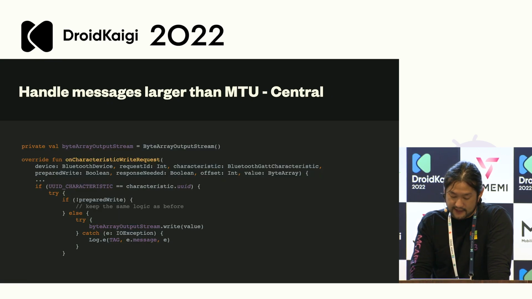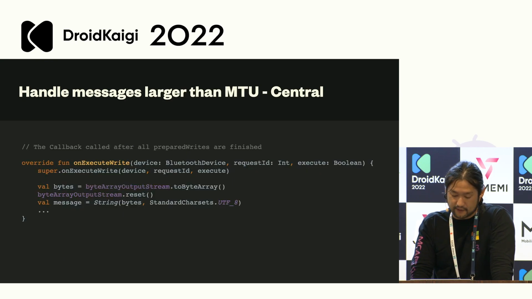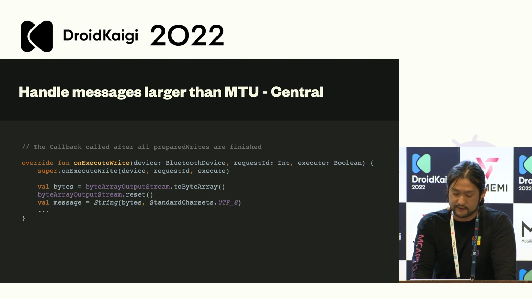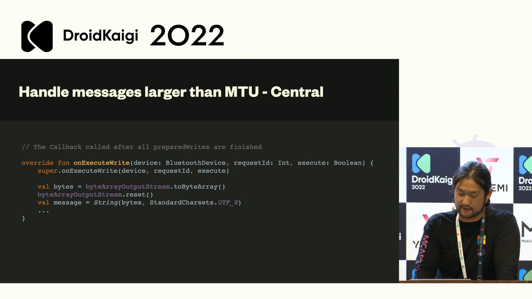There is a parameter named preparedWrite in the onCharacteristicWriteRequest callback. If that flag is true, your message was split and sent in chunks. In other words, as long as this is true, we need to keep collecting the chunks and concatenate them at last. To do that, let's create a ByteArrayOutputStream instance and keep writing the current chunk to it. After all the chunks were sent, except the very last one, peripheral will receive the onExecuteWrite callback. This is a perfect timing to concatenate all the chunks held within the ByteArrayOutputStream to restore the original state of the message.